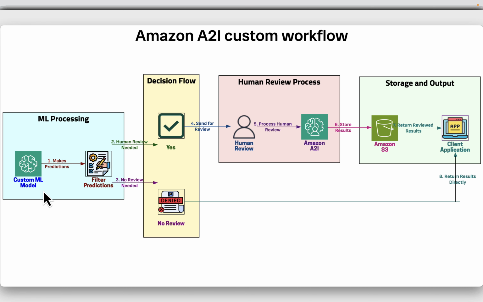So you have a custom machine learning model, probably hosted on SageMaker AI. It makes predictions. Then you can put a filter on the predictions. Based on the threshold, if no review is needed, you can directly present the result to your client application. If not, some human review is needed based on the filtered predictions, sent for human review, and this will be augmented by A2I, and you store back the results. These results can be fetched by the client application, so this will be pulled by the client application and presented.